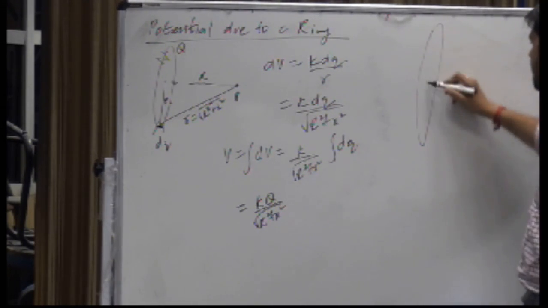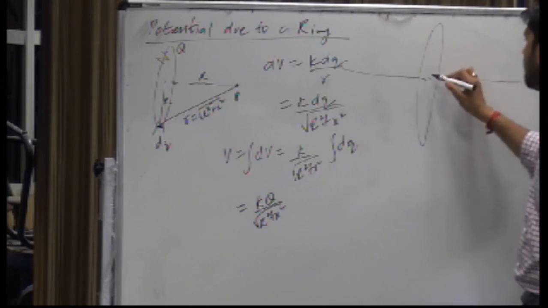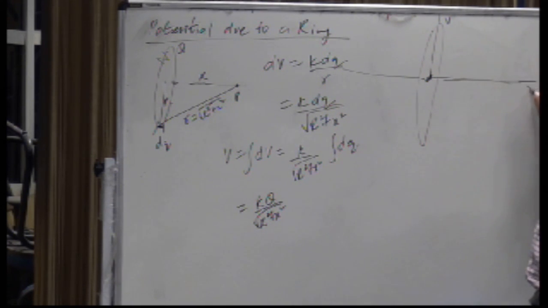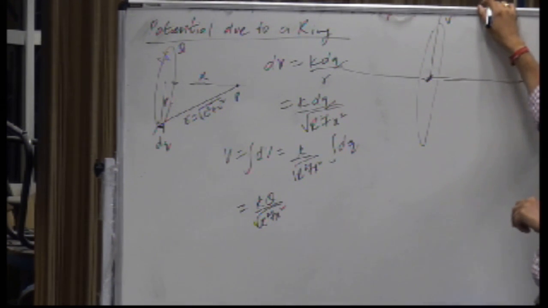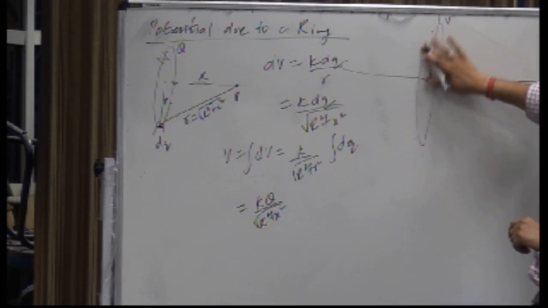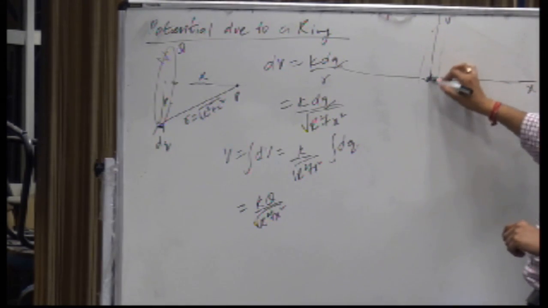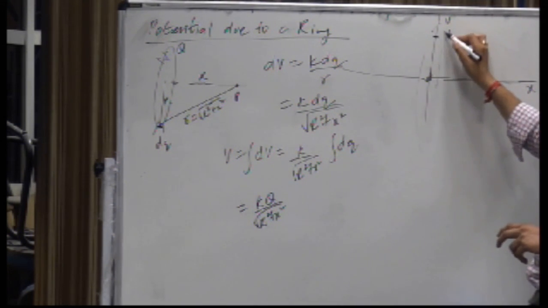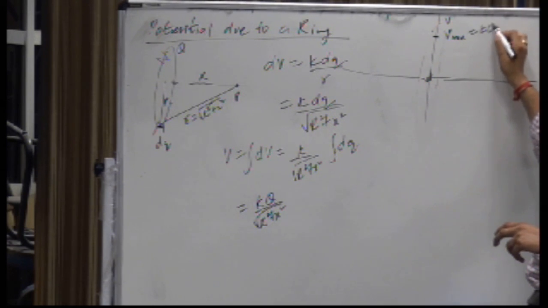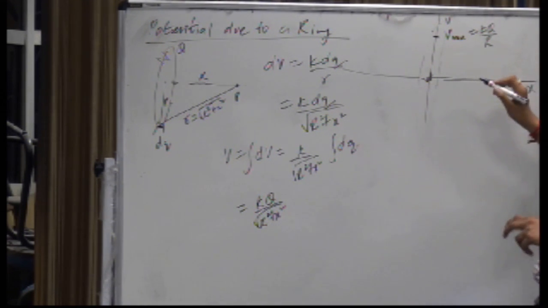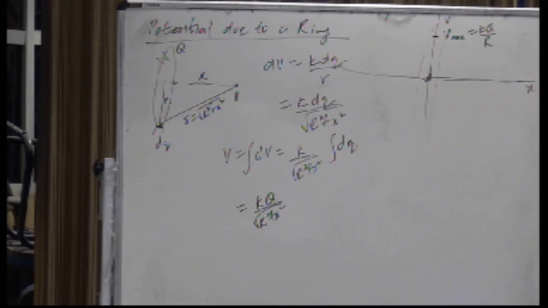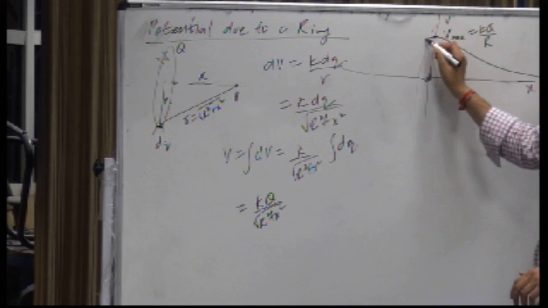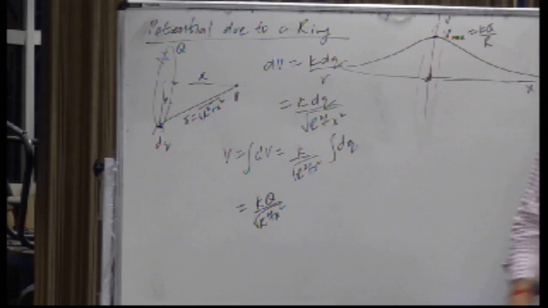Let's say you have the ring here. At the center, when x is 0, the potential is how much? At the center, the potential is V max, k q by R. Okay. And as you go away, potential would decrease. है ना? Easy.